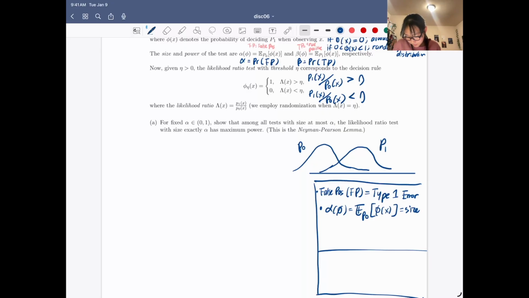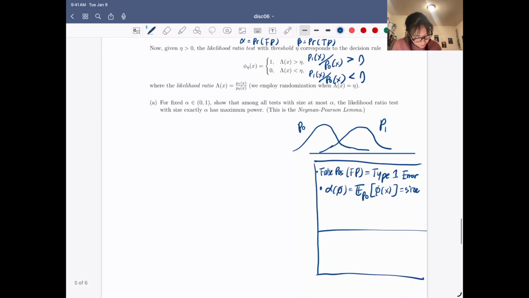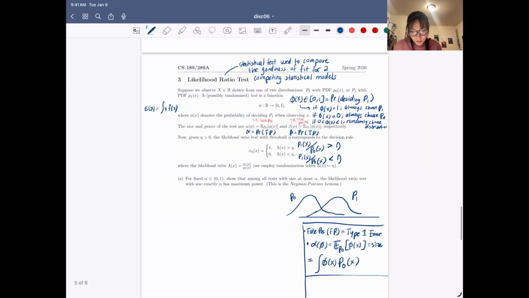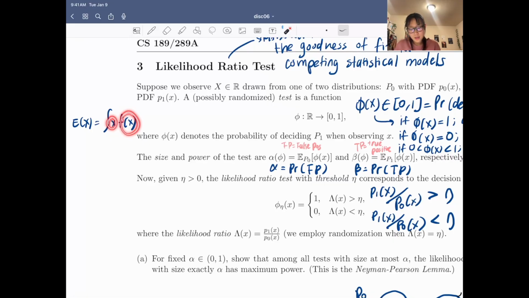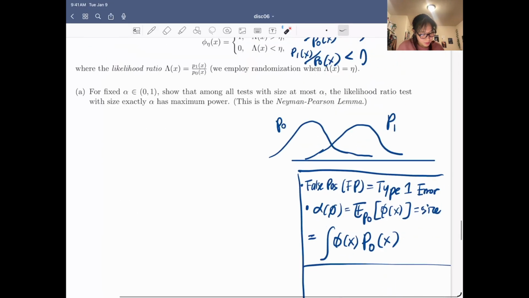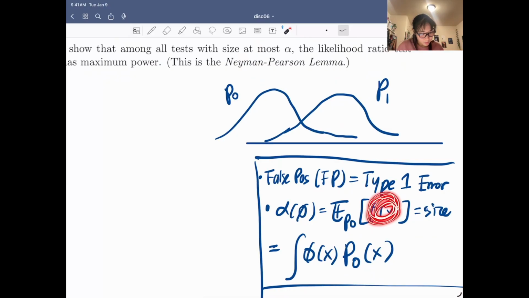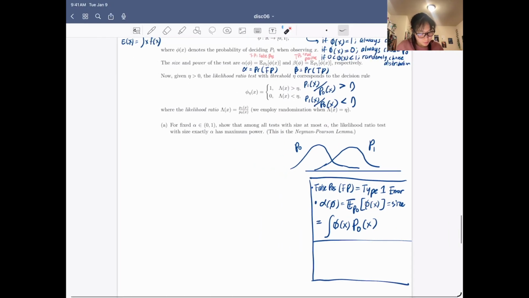And you can also see this expectation as equivalent to phi of x times P0 of x. Basically, like over here, the expectation is defined as x times whatever the PDF is. And so the expectation here is the value inside that's given to the expectation, times the distribution, which is P0.